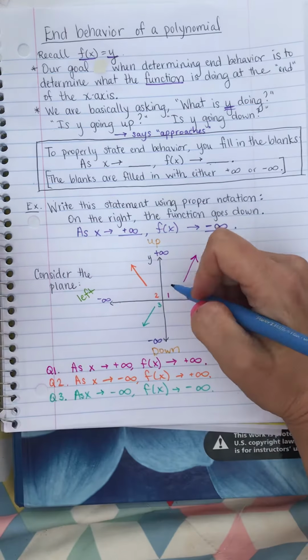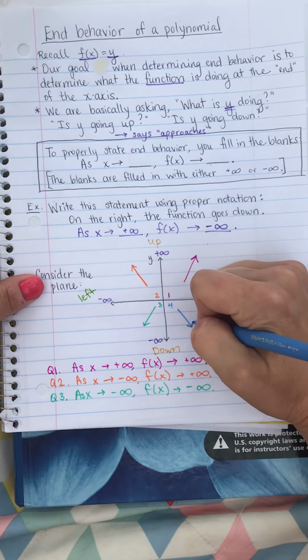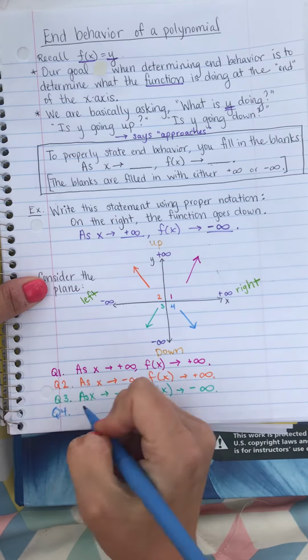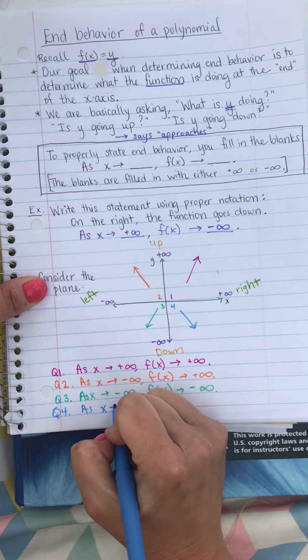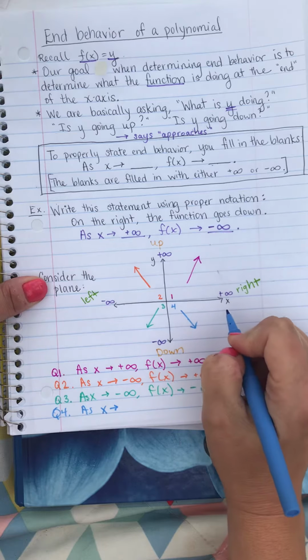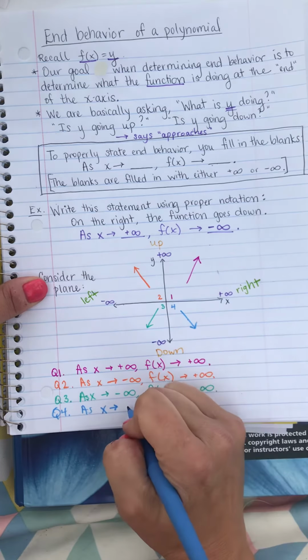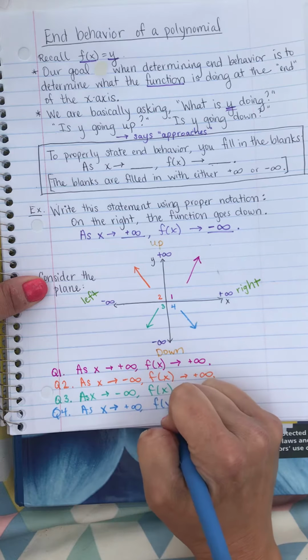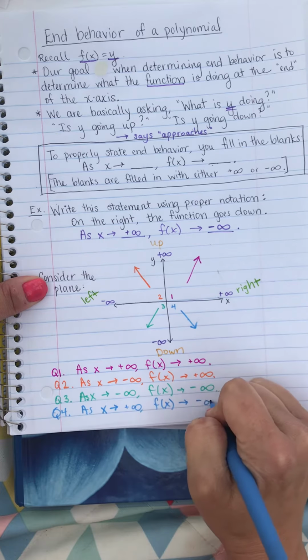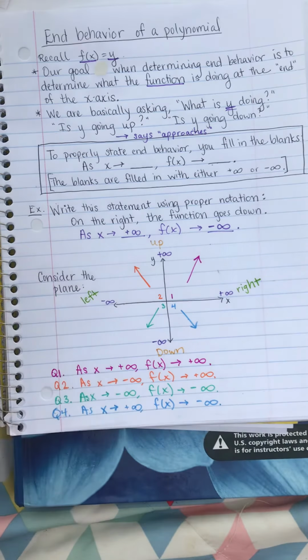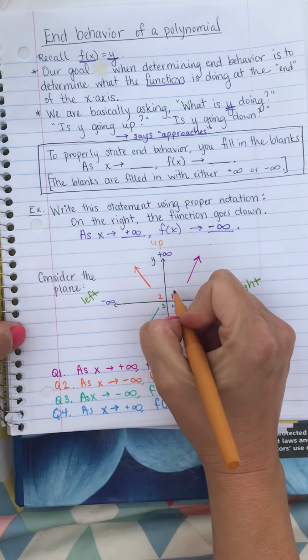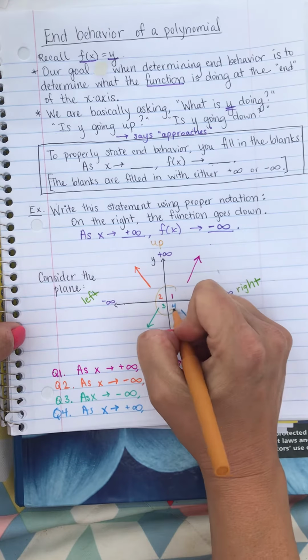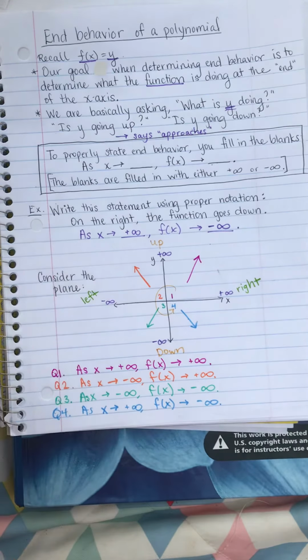Lastly, in quadrant 4, as x approaches, it's going to the right, right? As x approaches positive infinity, what's your function doing? He's going down to negative infinity, okay? Now, if you did not notice, your quadrants are labeled 1 and they go counterclockwise, 1, 2, 3, 4. Okay, that's how you count.